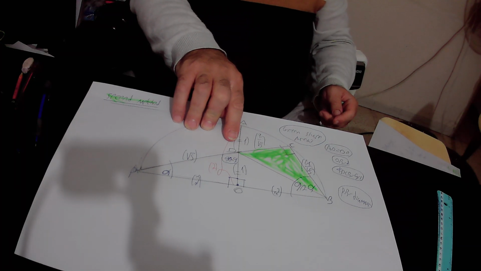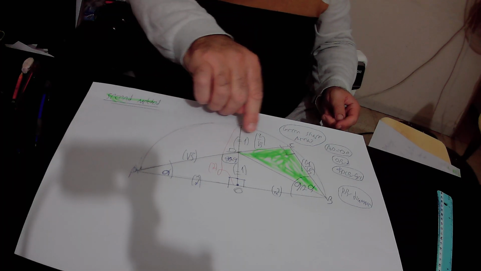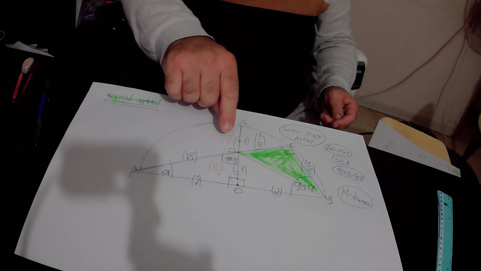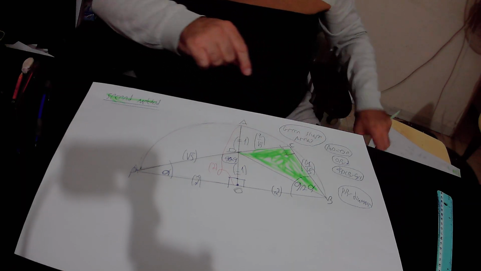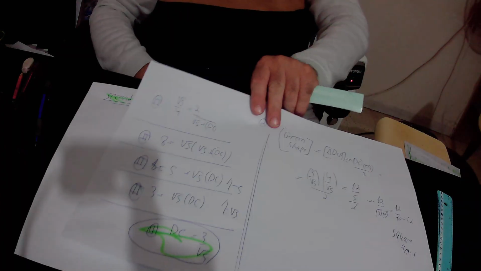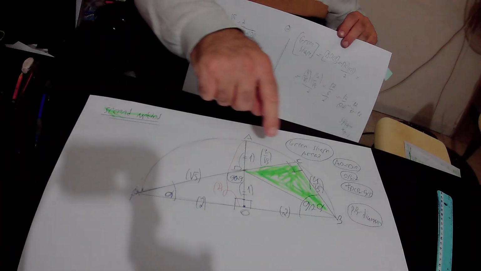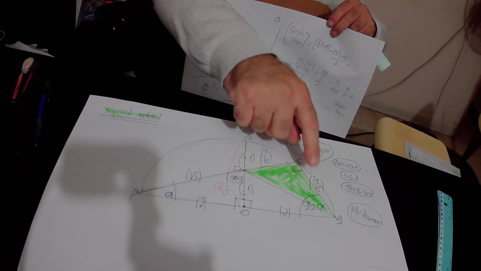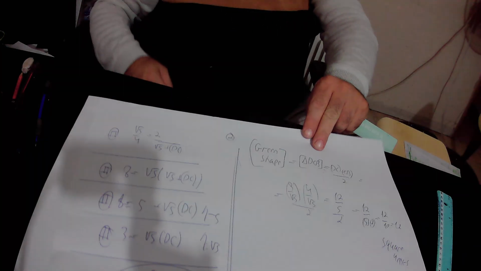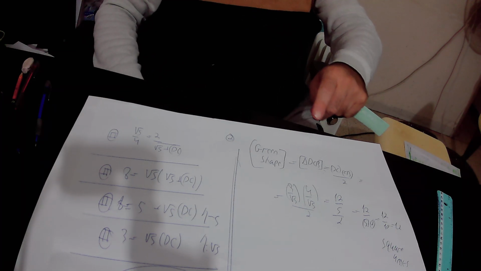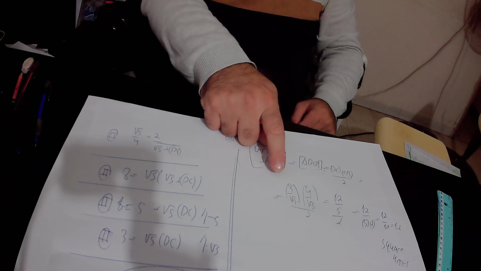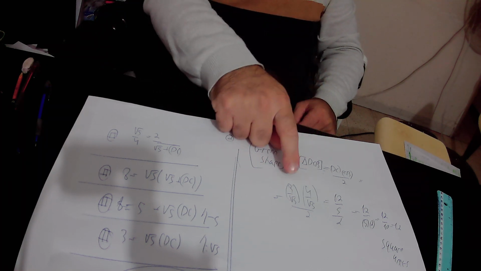So the area of the green shape equals the area of this right triangle DCB, and the area of this right triangle DCB equals the base DC times the height CB over 2. DC equals 3 over square root of 5, and CB equals 4 over square root of 5, divided by 2.